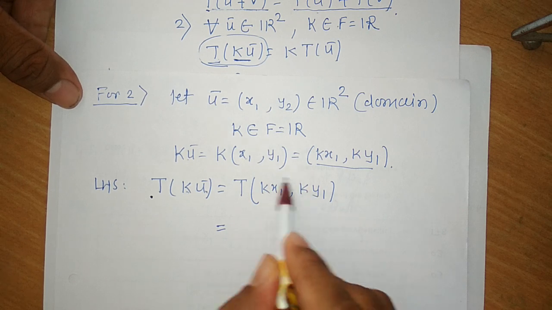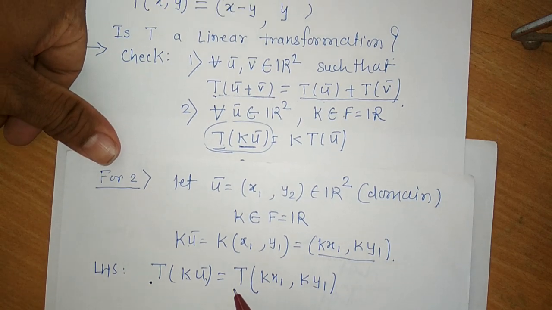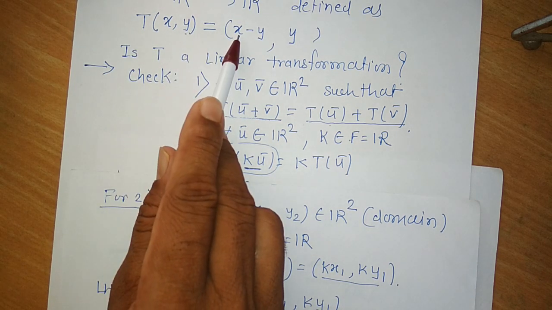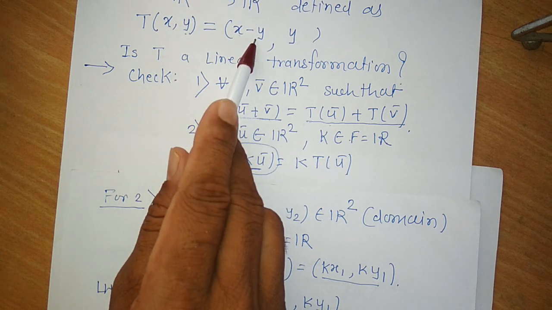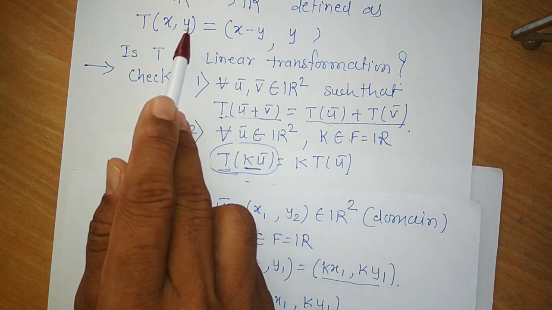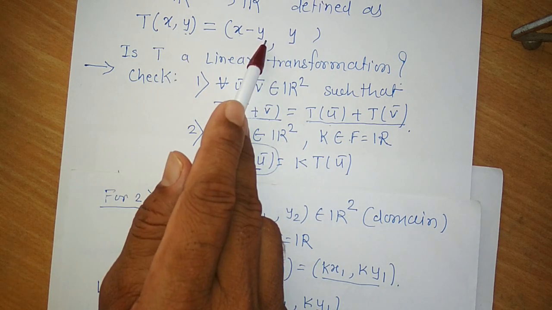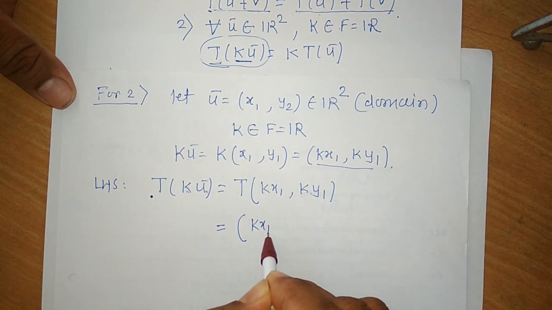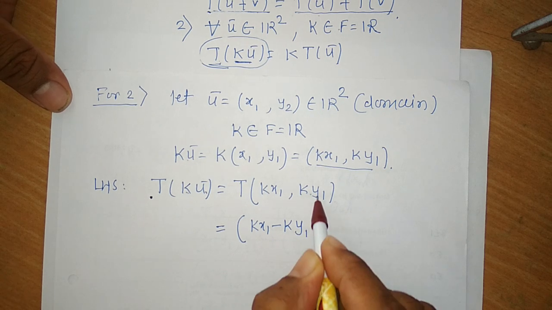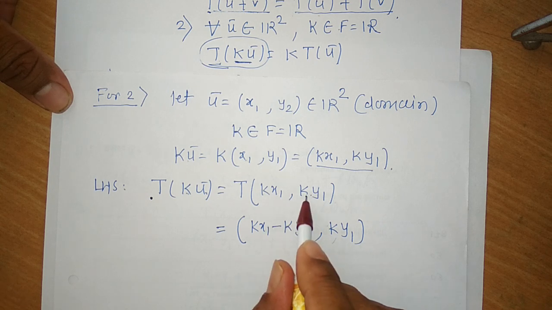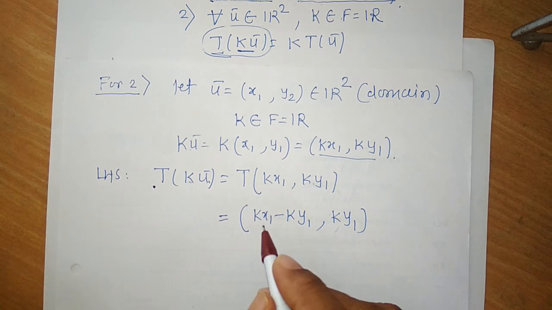What is the image of this vector under T? The formula is given here: T of (x, y) is equal to x minus y, which is subtraction of the two, comma y component as it is. In this example, the function is defined in this way. So we consider here subtraction, kx1 minus ky1, and the second component is ky1. This vector is the image of this vector under T. This is the vector in the domain and this is the vector in the codomain set.